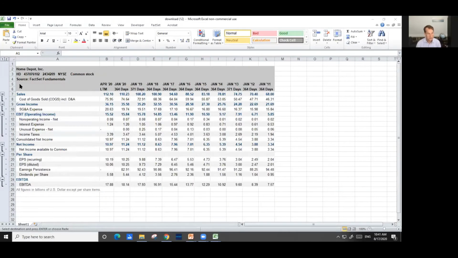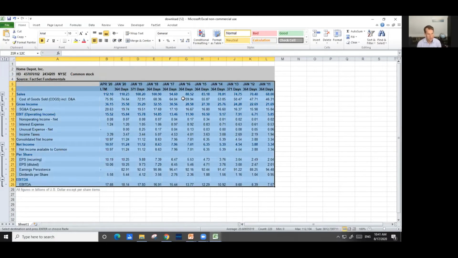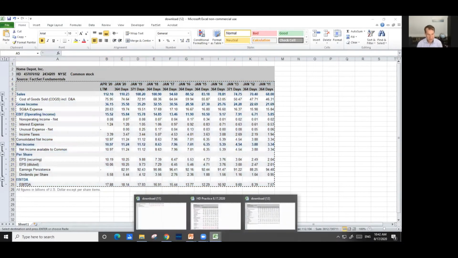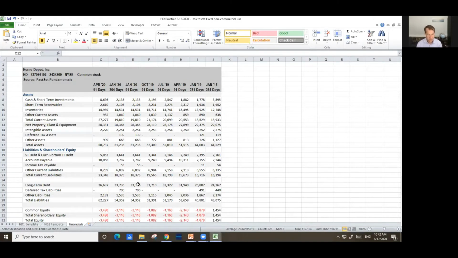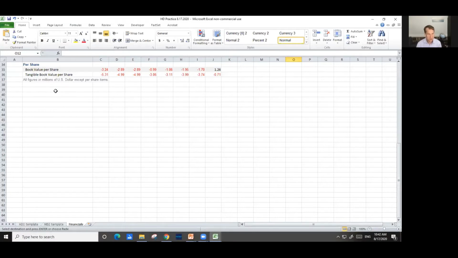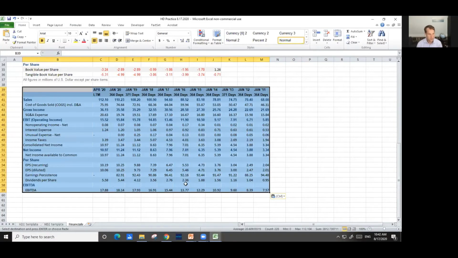Download it, and then I'll copy and paste it. I'll make sure to include the headings. Our headings may not align between balance sheet and income statement. It's just something that we'll have to check when we use the data.